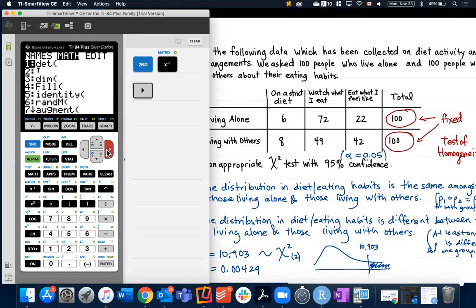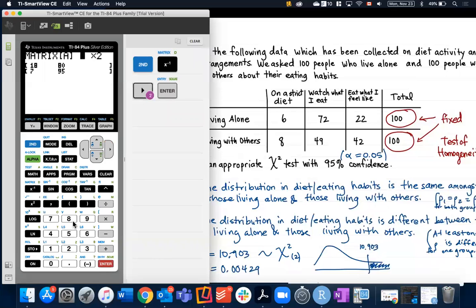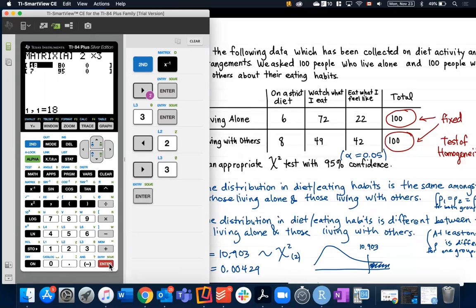So I have to go over to edit, and I want to edit matrix A. In this case, I want it to be, I can never remember with the order here. 3x2? Nope, that's not right. We want 2 rows and 3 columns. So we need it to be 2x3. There we go. Okay. And then you need to enter in these numbers.